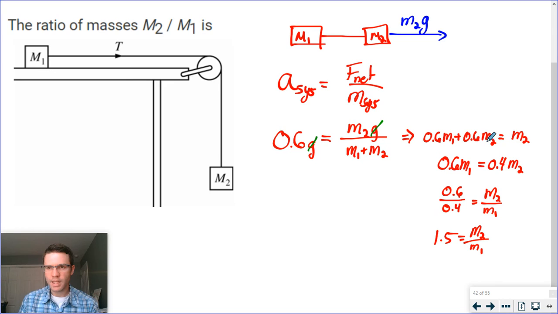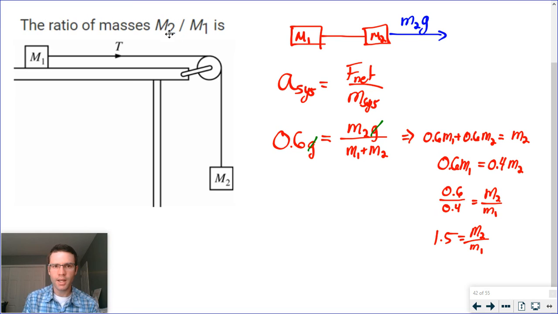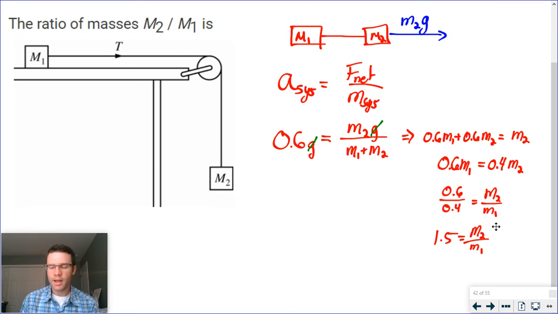Move my M2s on the same side, 0.6. 1 M2 minus 0.6 is 0.4 M2. I want the ratio M2 on top and M1 on bottom. So I divide by M1, I get M2 on top and M1 on bottom, divide by 0.4, I get 0.6 over 0.4, well, that's 1.5. So my ratio of M1 to M2 is 1.5, and that is one of your choices in your problem.